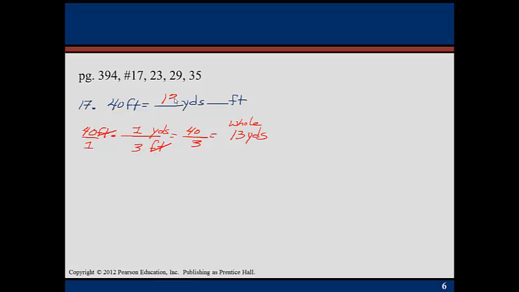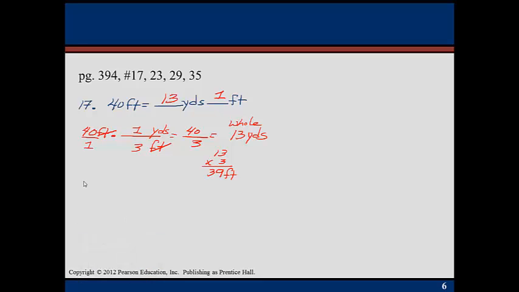So we know we have 13 yards. However, because of the decimal part, we know we have a remainder. So you can say, well, what is 13 times 3? Because remember, there's 3 feet in a yard. Well, 13 times 3, that's 39. So that's 39 yards. I'm sorry, that's 39 feet. Then remember, we started with 40 feet. So if we started with 40 and we have 39, that means we have 1 foot left over. So this is 13 yards and a foot.